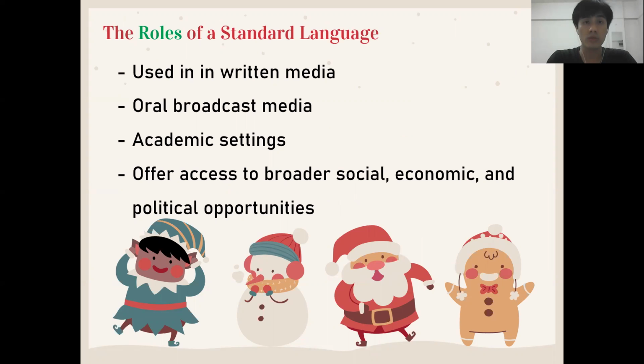And the last one, the roles of a standard language. The standard language is used in three different ways. First, in the written media, for example, newspapers, magazines, books, and articles. Secondly, in oral broadcast media, for example, radio and television. And the last one, in academic settings, for writing for academic purposes. This offers access to broader social, economic, and political opportunities. For these reasons, if people or students can speak and use English properly and fluently, the standard language is an important educational goal.